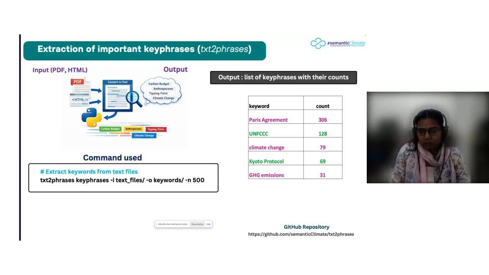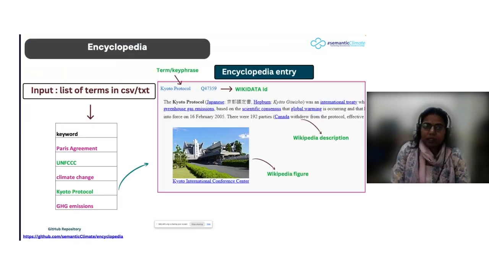Out of those, I'm showing a few words so that we can get a better understanding. Here, Paris Agreement has come 306 times in that report, and the Kyoto Protocol is mentioned 69 times. So it gives a glimpse of the report, that it is related to international relations, protocols, and working on climate change. After that, what we do with this list is give it to the encyclopedia system, as a CSV or TXT file.